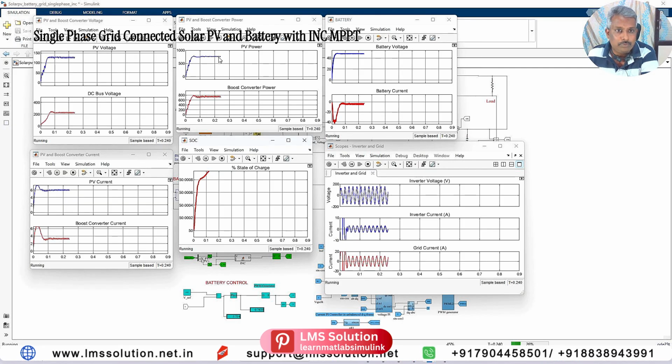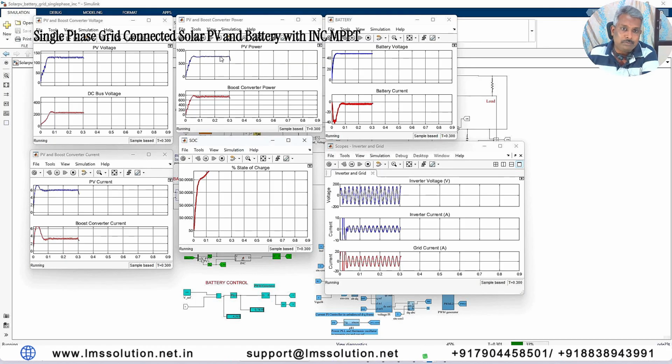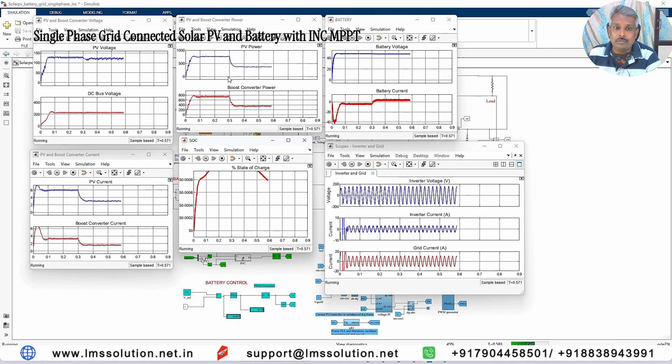So here the PV power is around 800 watts. Because of the incremental conductance MPPT, it is not able to extract the maximum power, but it is extracting around 80%. So when the irradiation is changed to 500 watts per square meter, the power becomes around 400. That means the incremental conductance MPPT can extract only 80% efficiency. The MPPT efficiency ratio will be only 80% with the incremental conductance MPPT, during that power reduction in the PV power, that means due to the irradiation reduction.